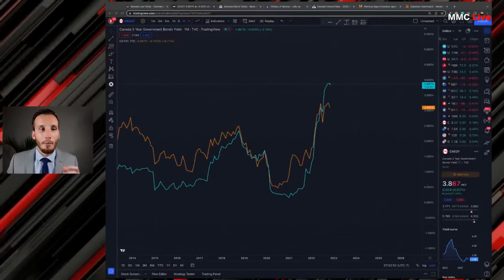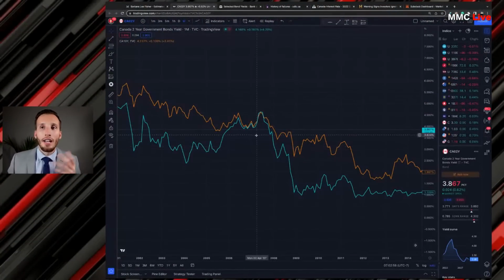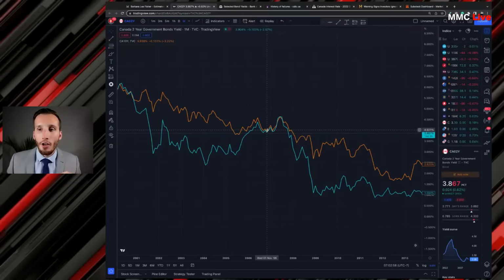So when was the last time? You're probably thinking before 2020. Well, if we go through the chart, the last time that it inverted before 2020 was in 2007. So essentially, it inverted in 2007. And you can see the spread is not that much.